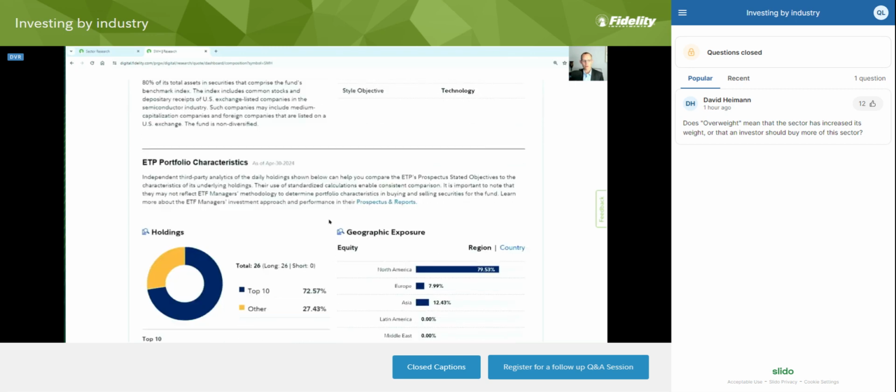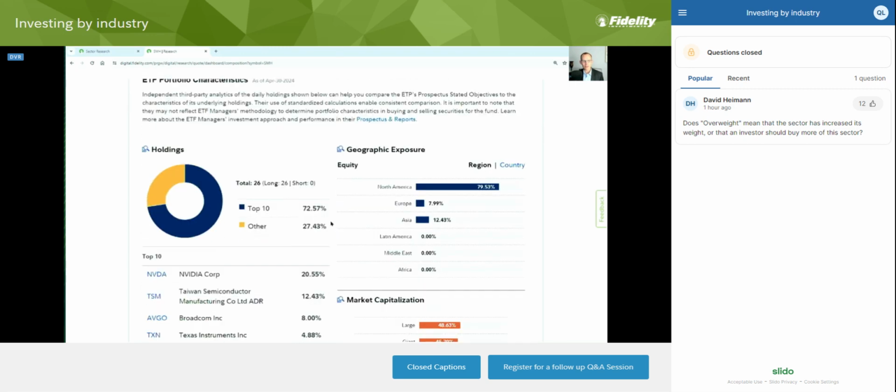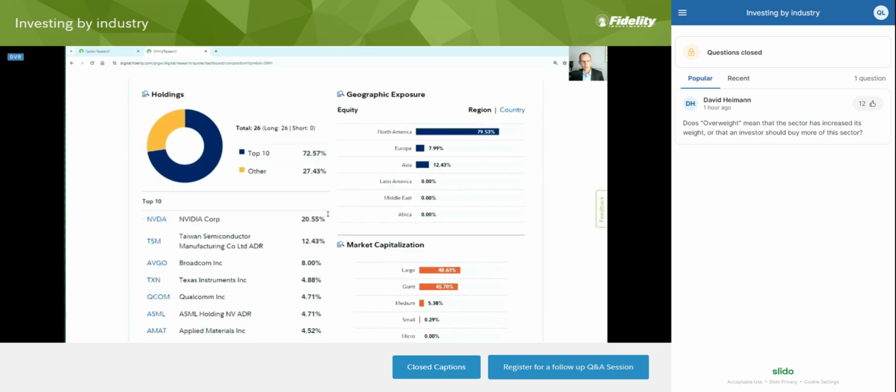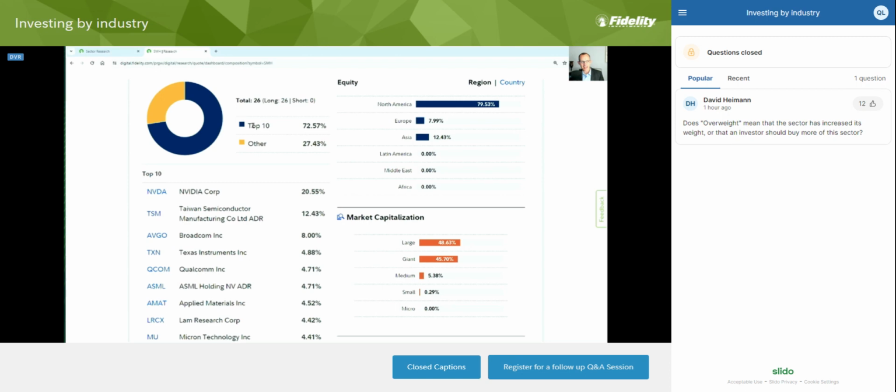As we scroll down a little ways, we can see that that results in an interesting situation where, in this case, there are 26 holdings in the ETF as a whole, but because they're trying to match this particular index, and the index has a heavy weighting in a few stocks, we see that the top 10 of those 26 make up 70% of the portfolio. That's a lot of focus.